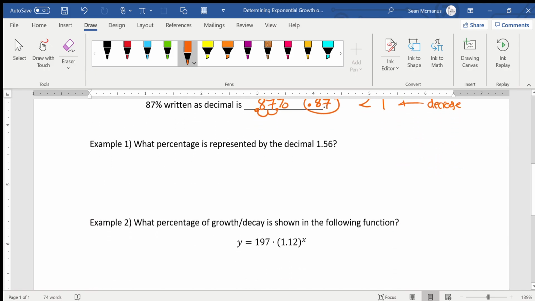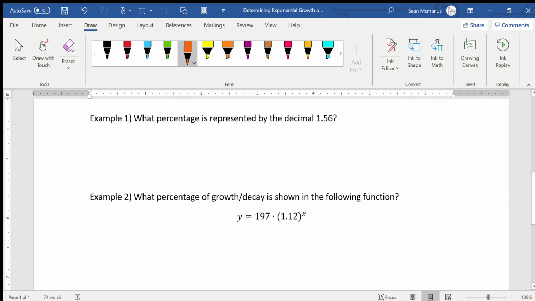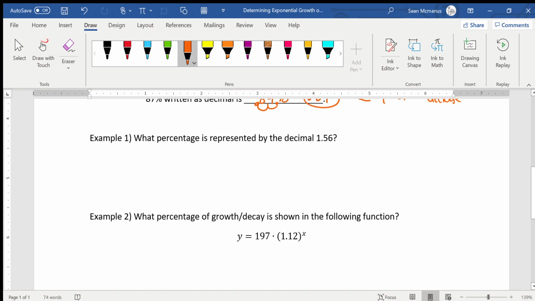So example 1, what percentage is represented by the decimal 1.56? If I think about the decimal 1.56, remember I moved the decimal to the left twice to get it from a percentage to just a decimal. I can move it to the right twice. So 1.56 is the same thing as 156%.